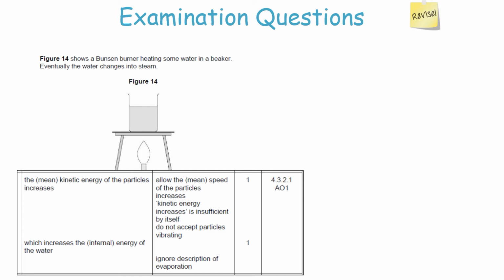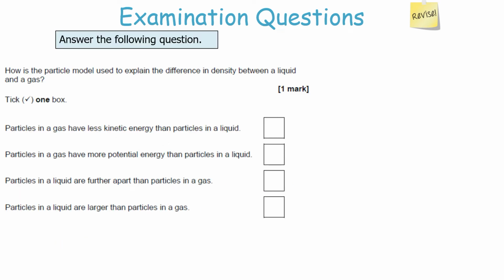Now remember, you've got a kinetic energy store and a potential energy store in the internal energy store of the particles. The next question says, how is the particle model used to explain the difference in density between a liquid and a gas?